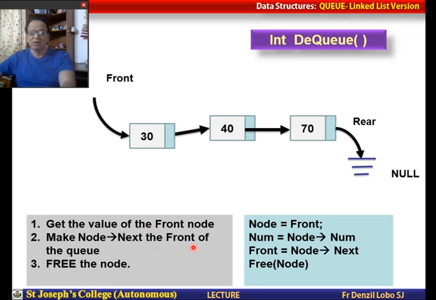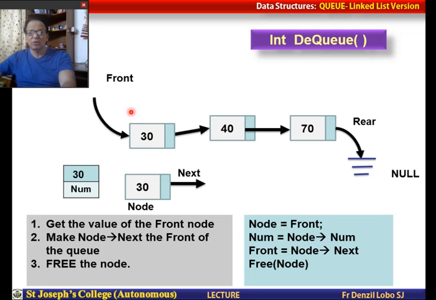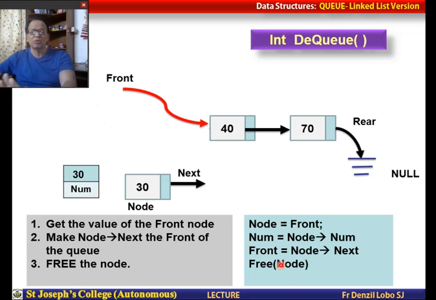Then make node next, that is this node next, the front of the queue. So that is what we are doing here. First you've got the number, node number. Then you are making node next the front. This is the node which contains 30. That is next. So we have put this number here. Now node next is equal to front, that is front is equal to node next. And then free this node. So we have removed that node from the list.